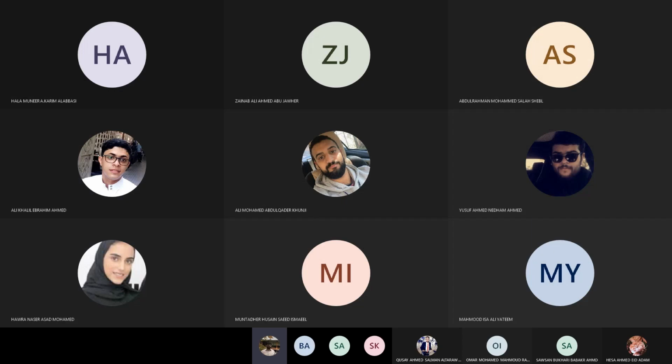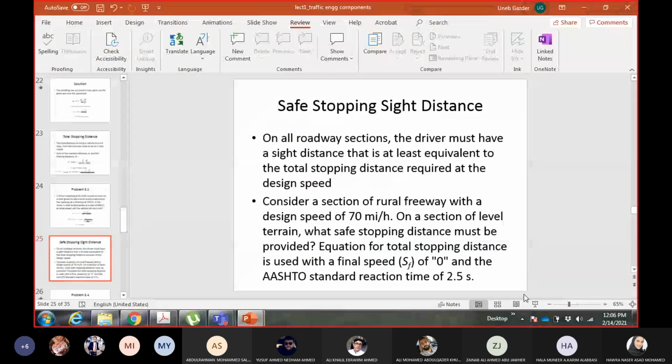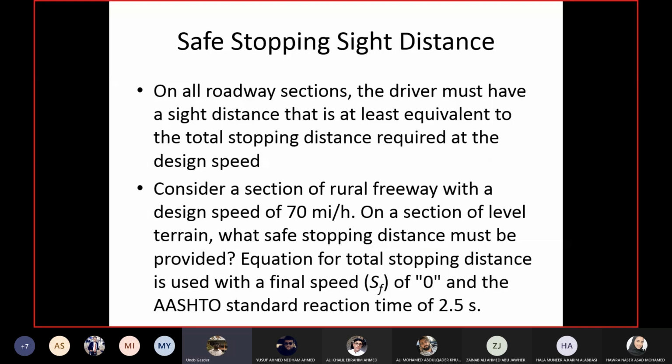So we went on to the calculation of stopping distance, which was the distance required by a driver after looking at an object to completely stop. And we did an example last time as well for the stopping distance.